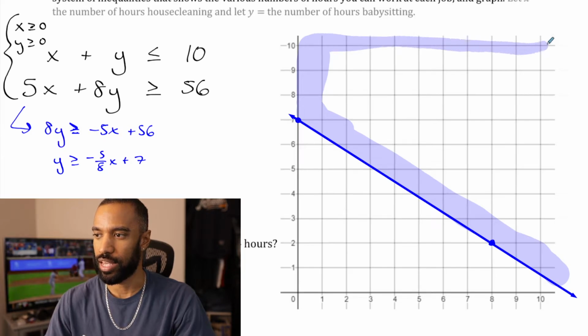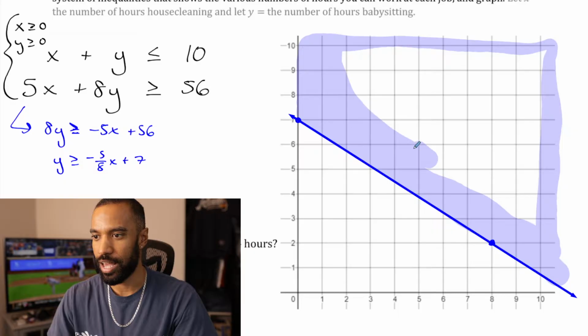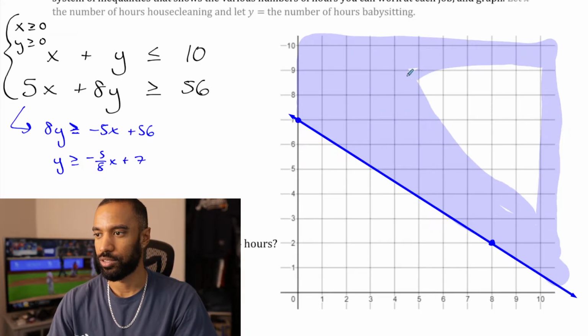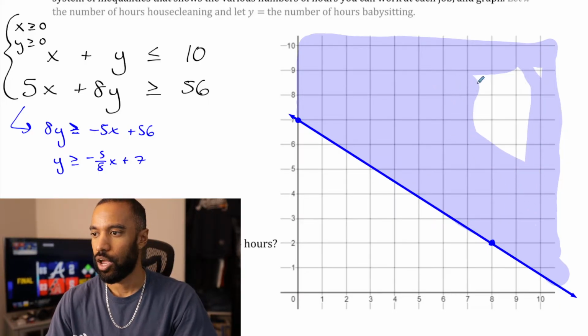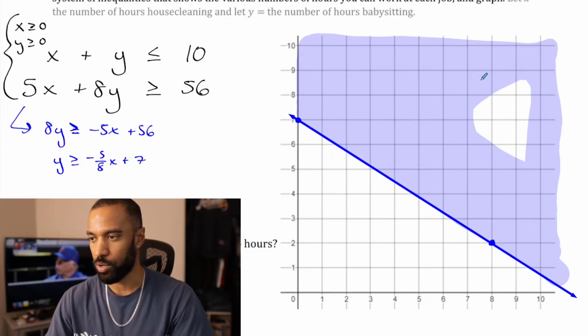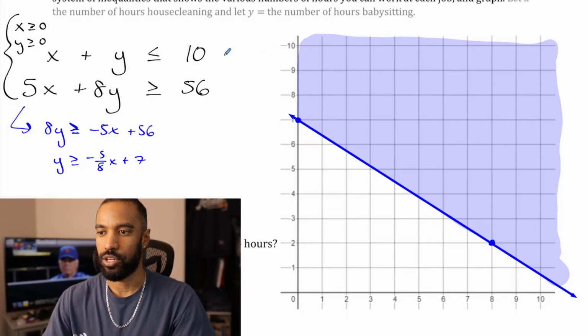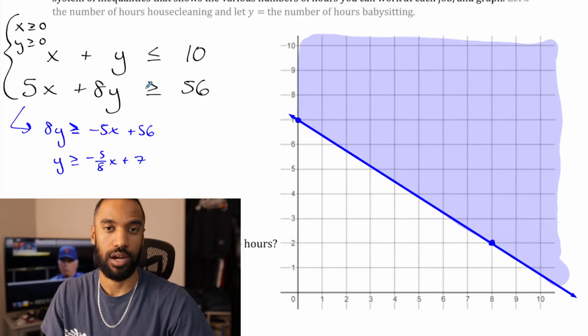If I get a point that's on that line, that's exactly $56 earned. If I get anything that's above this line for hours worked, this will get me more than $56, which is cool. You're like, okay, well, just work more. You'll make more money. That's true. Or you're like, well, just work babysitting. I guess I got to do some house cleaning as well. But you just got to remember that I can only work up to 10 hours.